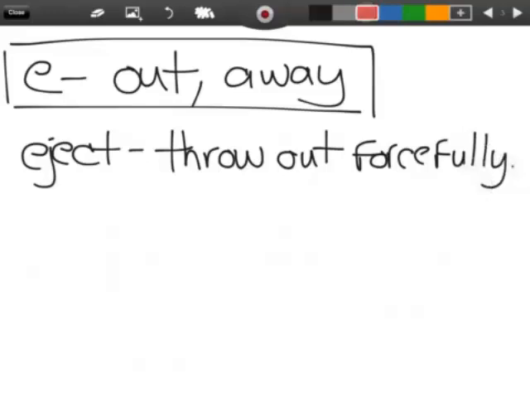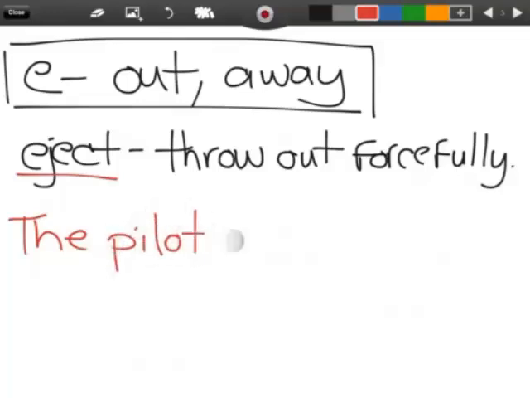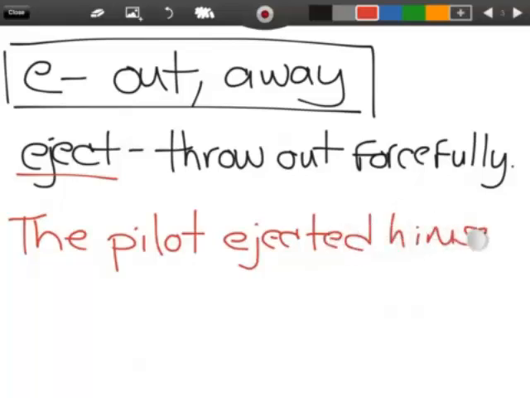I'm going to go ahead and use this in a sentence, and I'm going to say the pilot ejected himself from the plane.